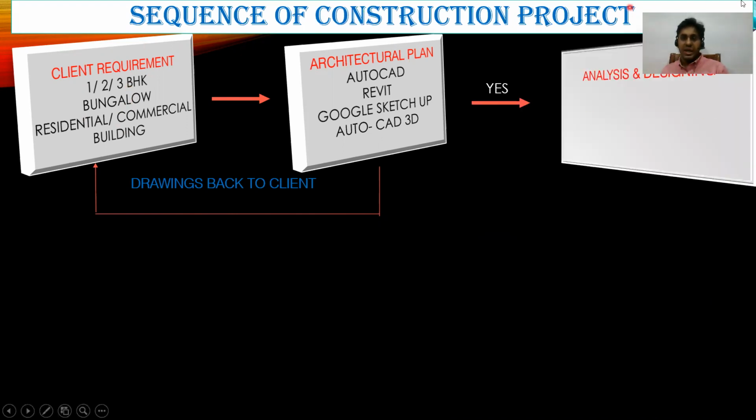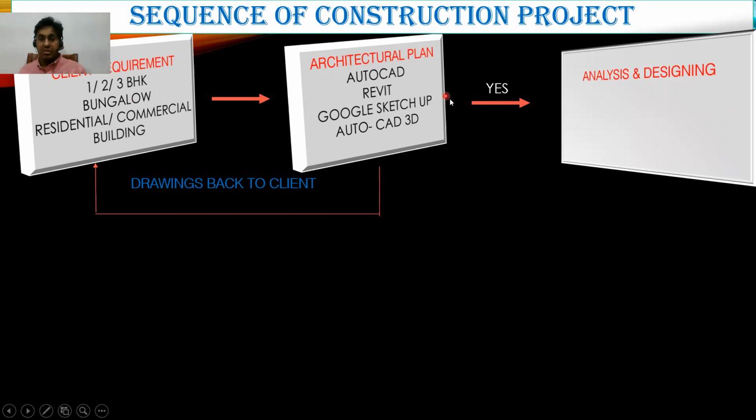After that, I'm going to do the analysis and the design. What do you mean by analysis and design? So far what I've shown you is only a plan, and the column locations have been shown. But this building is not designed. I don't know what kind of load is coming on it. For that loading, what should be the thickness of my slab? What should be the dimension of my column? What should be the dimension of my beam? What should be the size of the foundation? All these things are not yet decided.